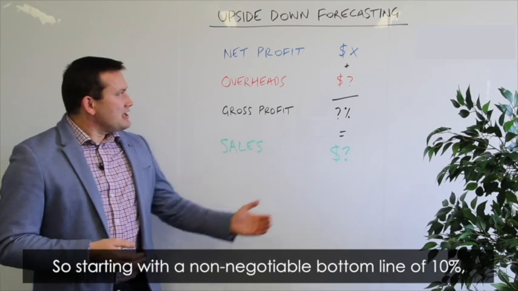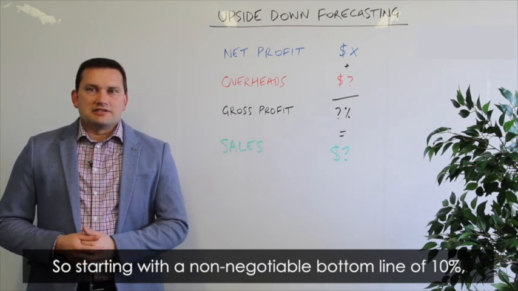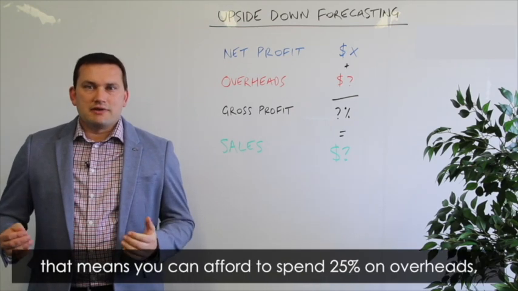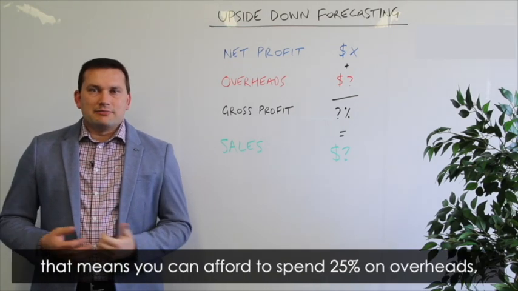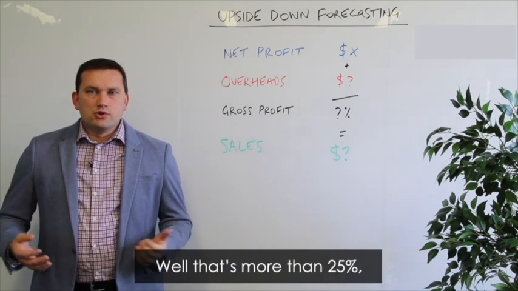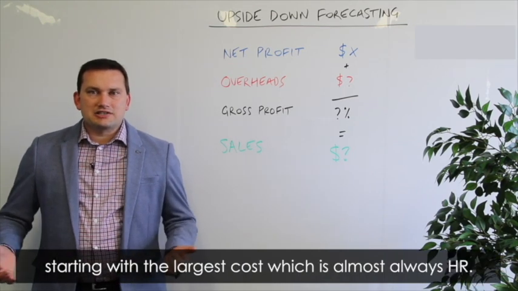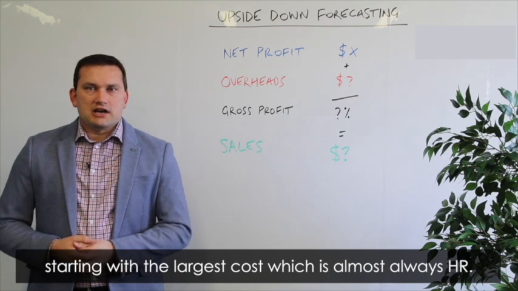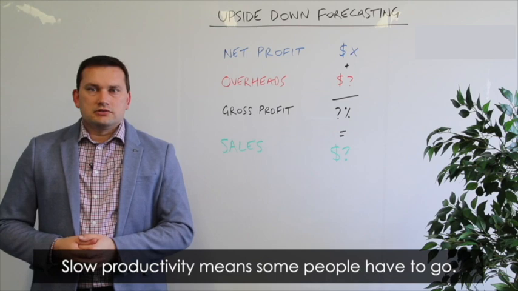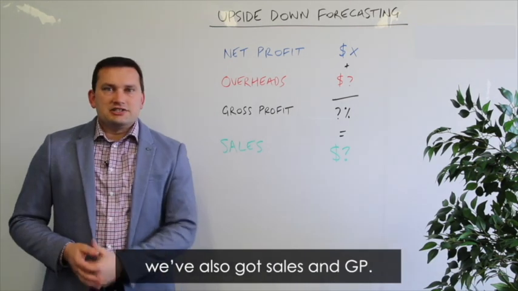So starting with a non-negotiable profit of 10%, bottom line of 10%. When GP is currently at 35%, that means you can afford to spend 25% on overheads, but no more. So then you say, well, what's the overhead projection? Well, it's more than 25%, so then we have to look at cutting overheads, starting with the largest cost, which is almost always HR. So low productivity means some people have to go. But that's not the only levers we have to work with. We've also got sales and GP.